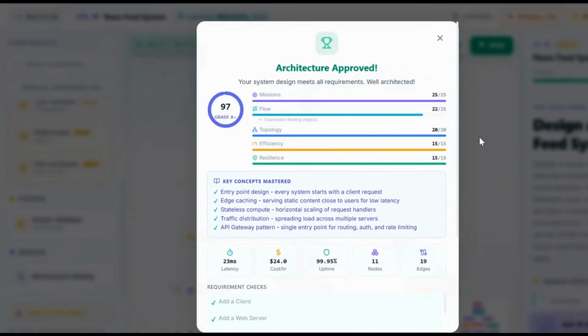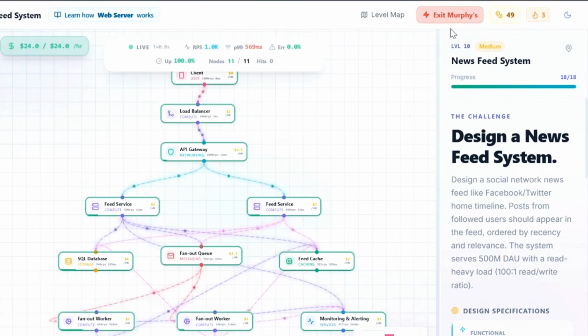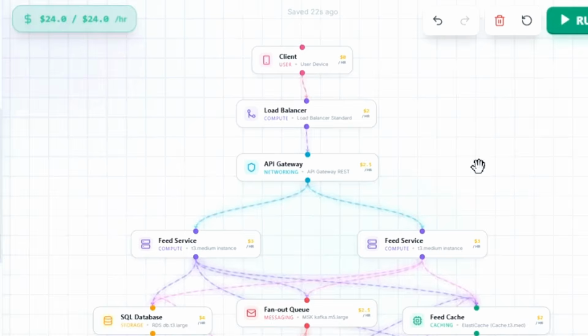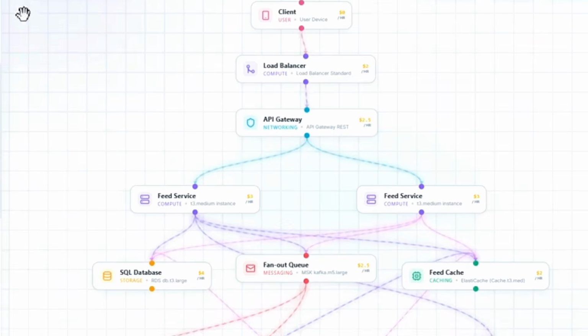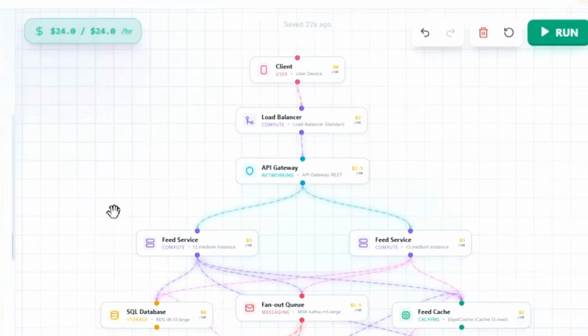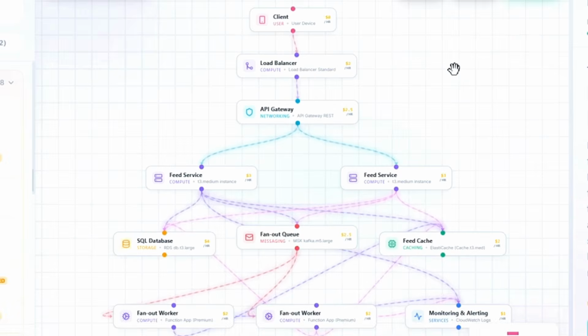Now we can run our architecture and see that it got approved because we met all our requirements that we had to meet. We can also check it out in Murphy's lab to test its performance, and once we exit Murphy's lab, we get a performance report of our entire architecture. Now note that we can scale up our architecture even more by adding more feed services, more fanout workers, but we had a budget constraint over here, and keeping this budget constraint in mind, this is the most optimal architecture that we could derive. So this is the basic design of an entire newsfeed system.